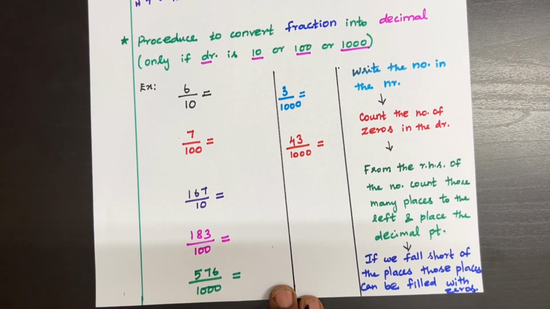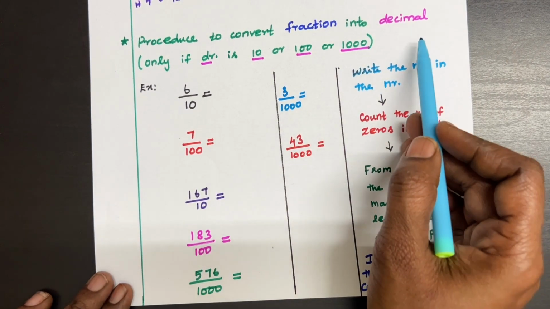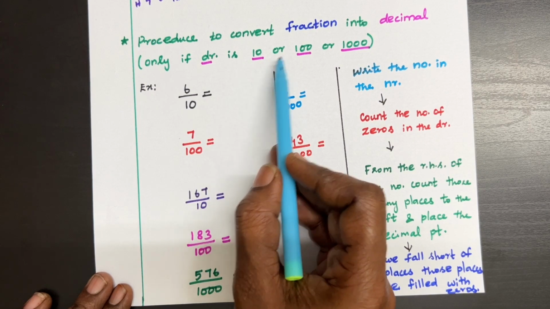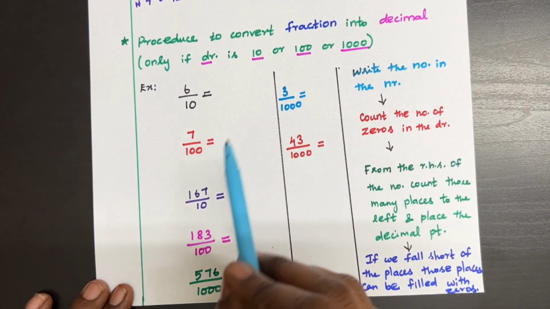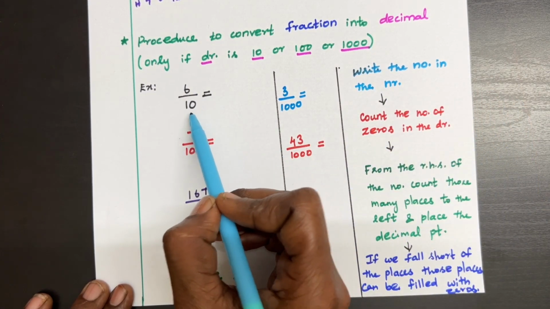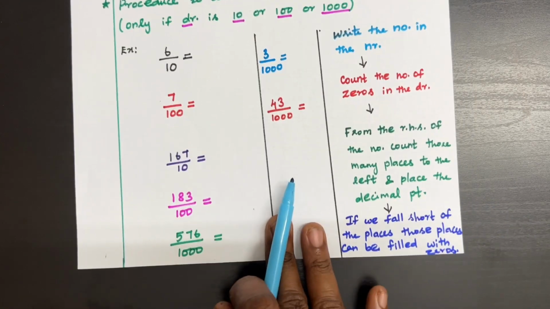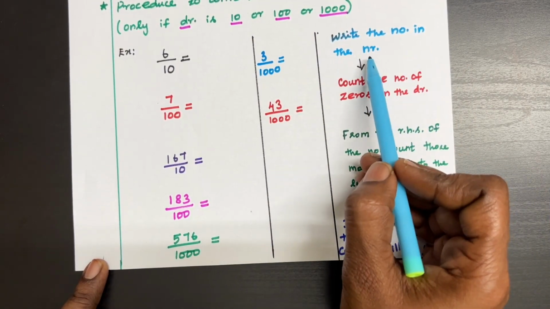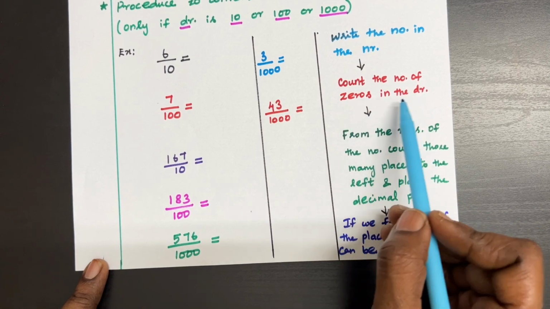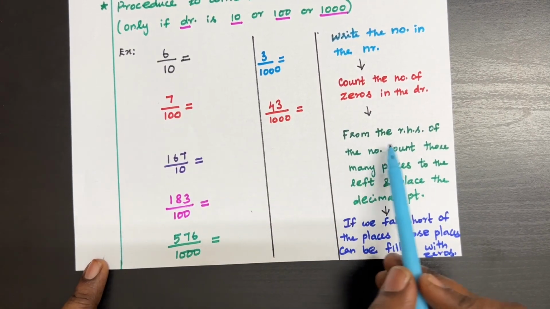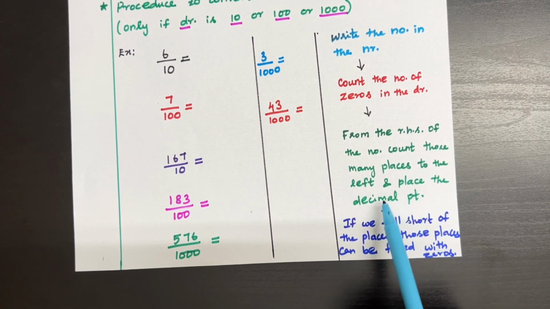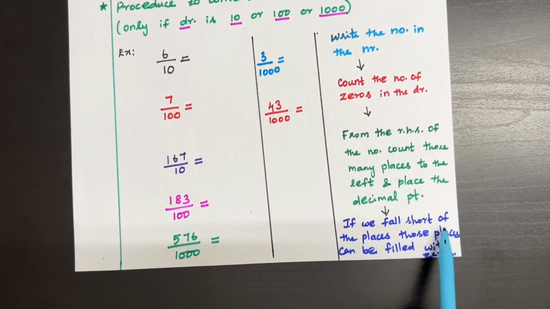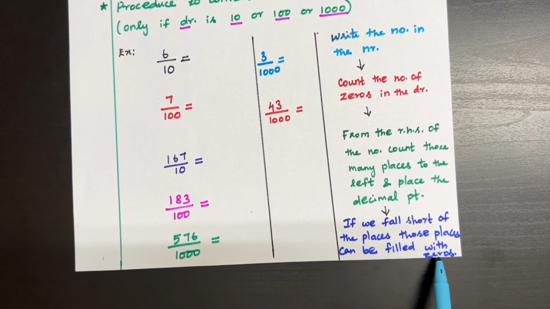Now, the procedure to convert a fraction into a decimal. Only if the denominator is 10 or 100 or 1000, that means 1 followed by a number of zeros. How to convert? So 6 divided by 10. First we need to understand this. Write the number in the numerator. Count the number of zeros in the denominator. From the right hand side of the number, count those many places to the left and place the decimal point. If we fall short of places, those places can be filled with zeros.